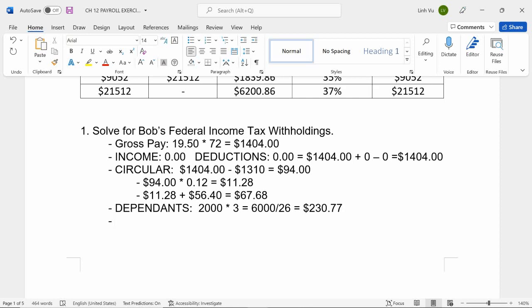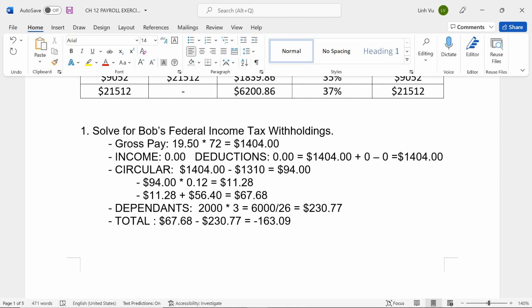tax withholdings. Okay, so in this case, you're going to take the federal income tax withholdings of 67 and 68 cents and you're going to subtract this amount of $230.77. So what do you get? Minus 163.09.